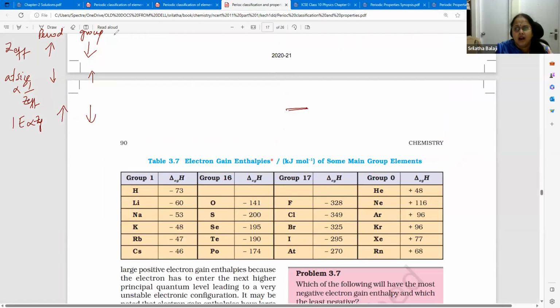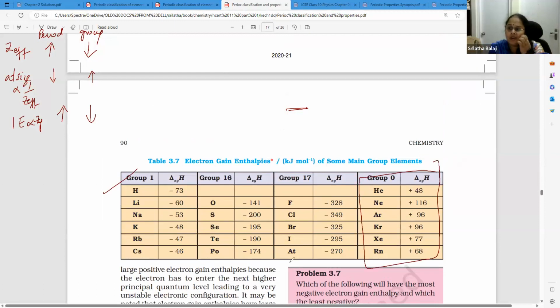Once again, can you see the students? Can you see this table? I want you to observe. What do you see for zero group? All positive, no? Okay. Don't try to remember every value. Just observe the pattern. Now, what do you see from hydrogen, lithium, sodium, fluorine, chlorine? Everywhere it's negative. Am I right?